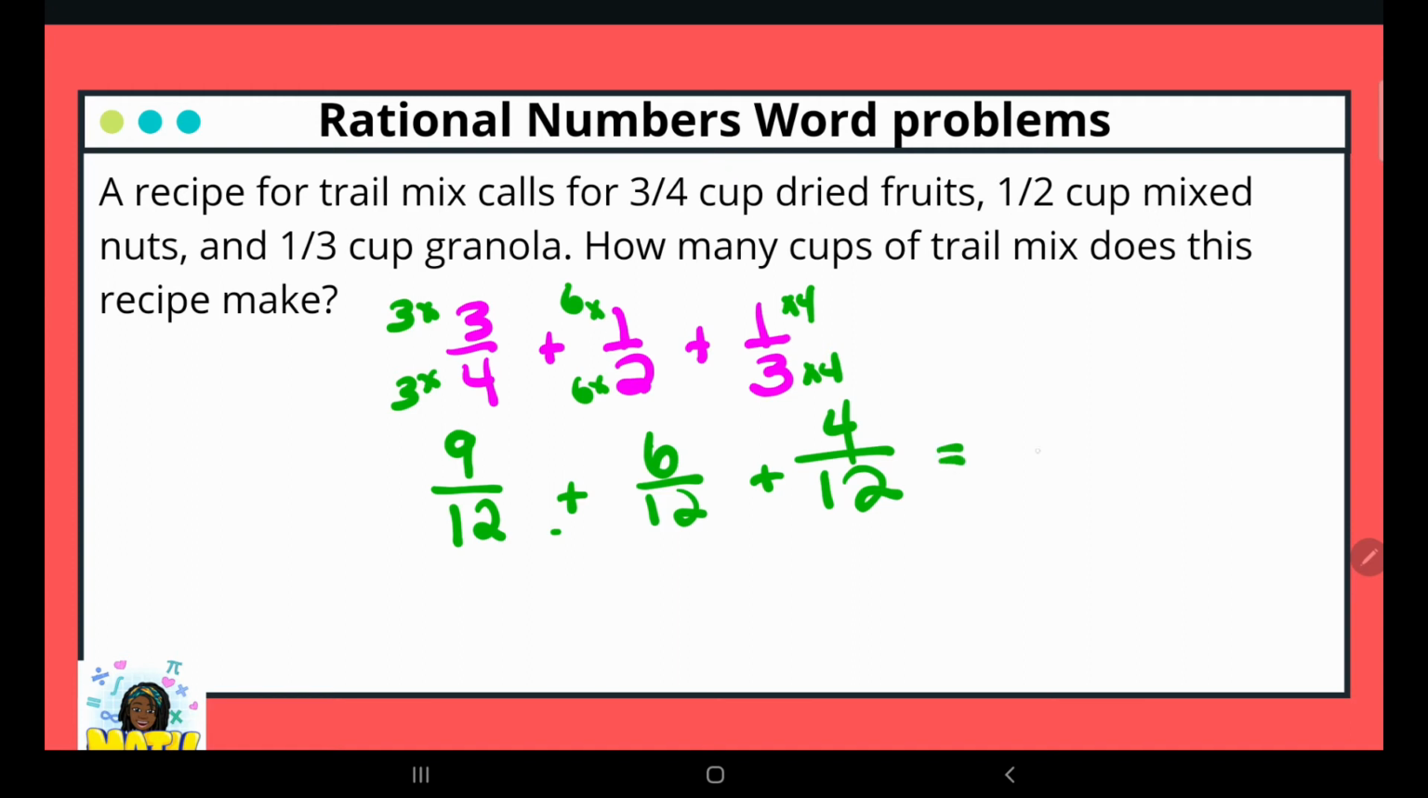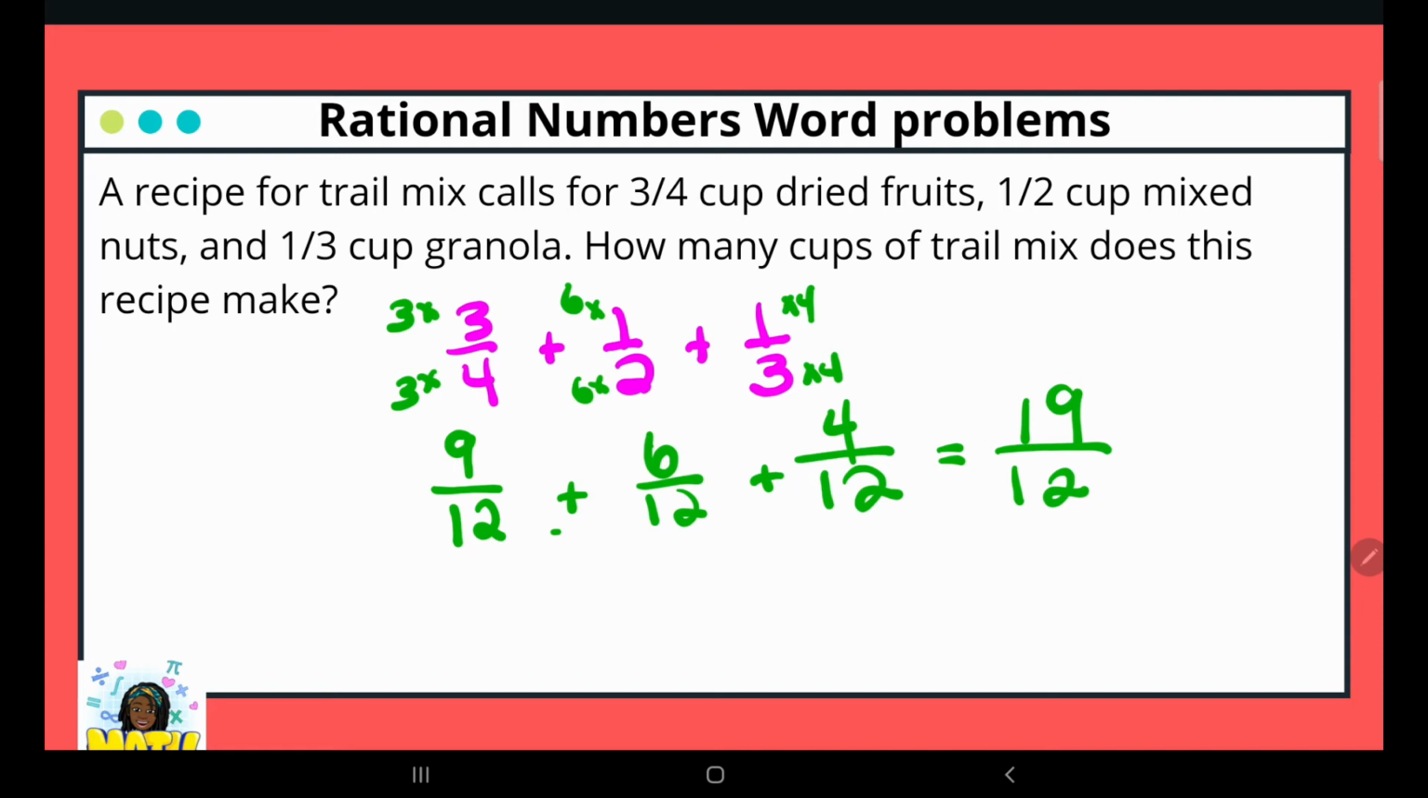Now to add, we keep our denominator the same, and then we're going to add our numerator. So 9 plus 6 is 15, and then 15 plus 4 is 19. When I look at this fraction 19/12, I see that it's improper, and that means I can simplify further. So I can do this as a decimal, or I can leave it as a fraction. Let's go ahead and see what it looks like.